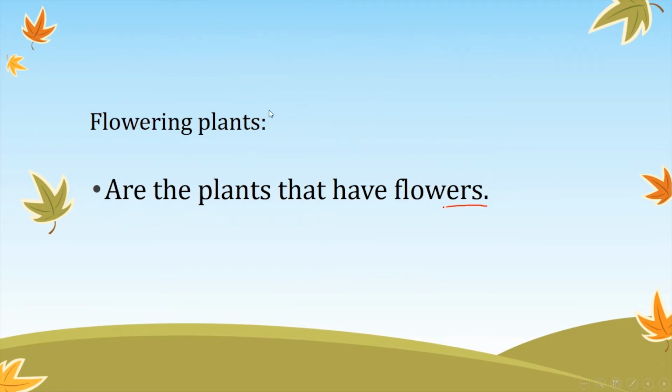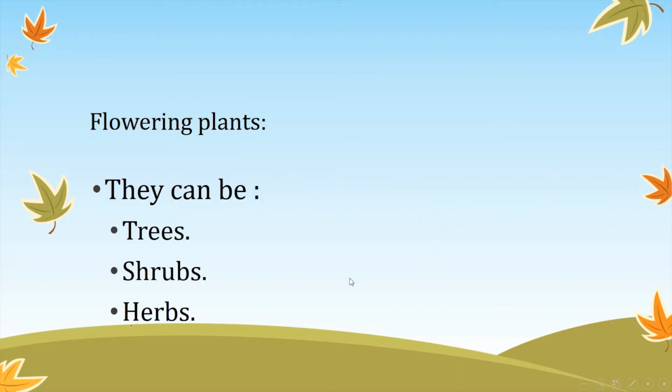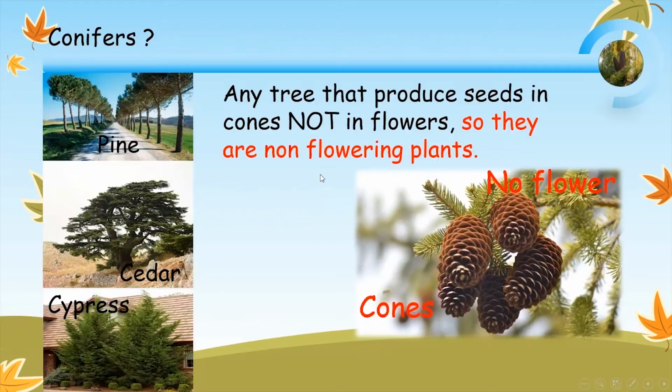So, what is the definition of flowering plants? They are the plants that have flowers. Flowering plants can be trees, shrubs, and even herbs. So trees, shrubs, and herbs can be flowering plants. And also there are trees, shrubs, and herbs of non-flowering plants.